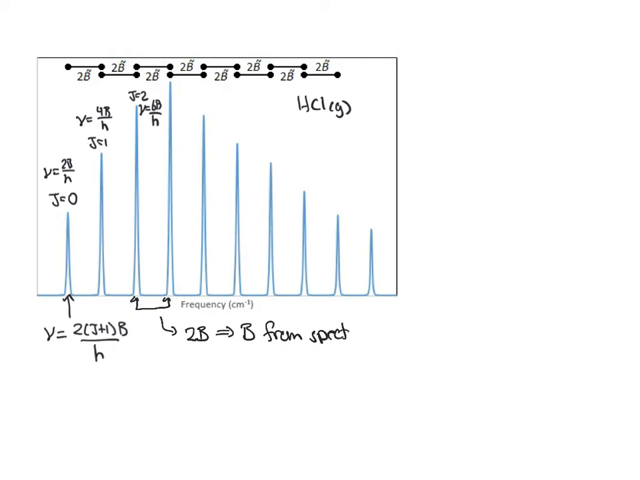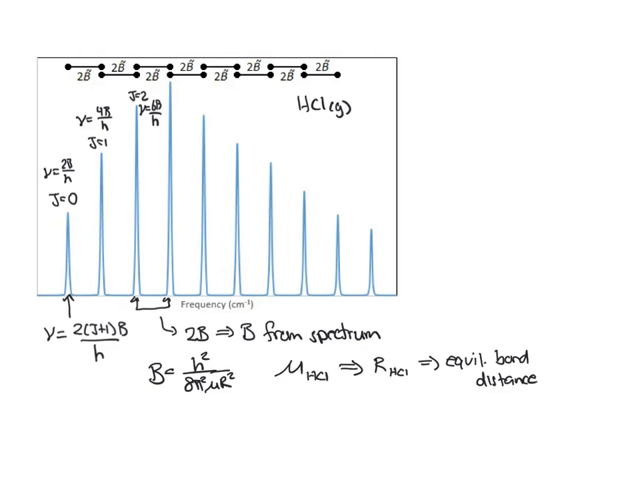And if I have a value for B, remember that B is equal to h squared over 8 pi squared times mu r squared. So I know my reduced mass for this molecule. I know what h squared is, I know what 8 is, I know what pi squared is, which allows me to calculate r for the molecule, which is the equilibrium bond distance. So I can get from these microwave spectra the equilibrium bond distance for different diatomics.